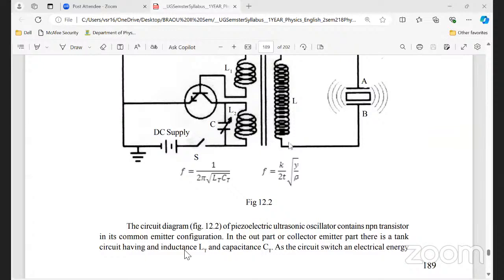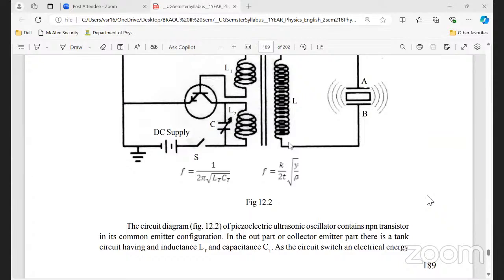Here, in the output part, this is a common emitter configuration. Common emitter means the transistor contains the emitter, input base, and output. When the emitter is common for input as well as output, then you can call that type of configuration a common emitter configuration. So that you have to mention.